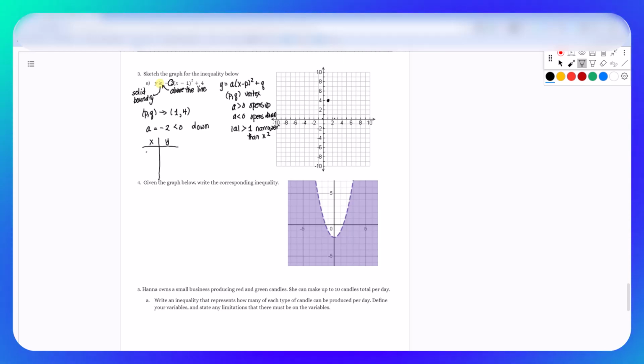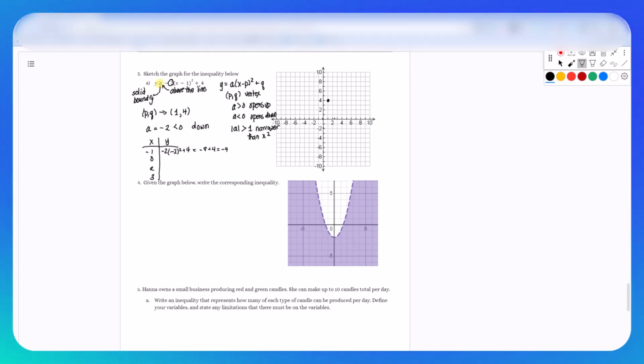Let's pick -1, 0. We've already got 1 for the vertex, and 2 and 3. Well, when we put -1 in, we get -2 times (-1 minus 1), which is -2, squared plus 4. This is going to give us -8 because -2 squared is 4. -2 times 4 is -8, plus 4, which equals -4.